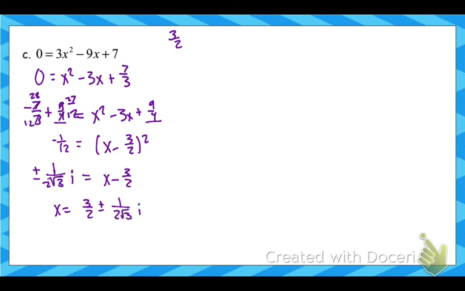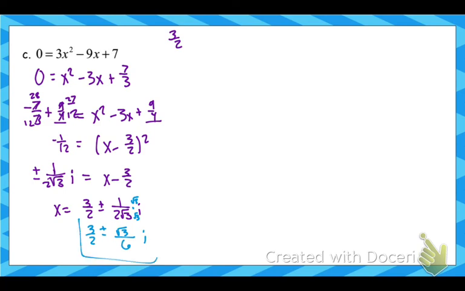And then there's only one last thing I need to do, and that is rationalize. So I need to get that square root out of the bottom. So the way I do that is I multiply by root 3 on the top and bottom. So that gives me 3 over 2 plus or minus root 3 over 2 times root 3 times root 3. So root 3 times root 3 is 3. 3 times 2 is 6.